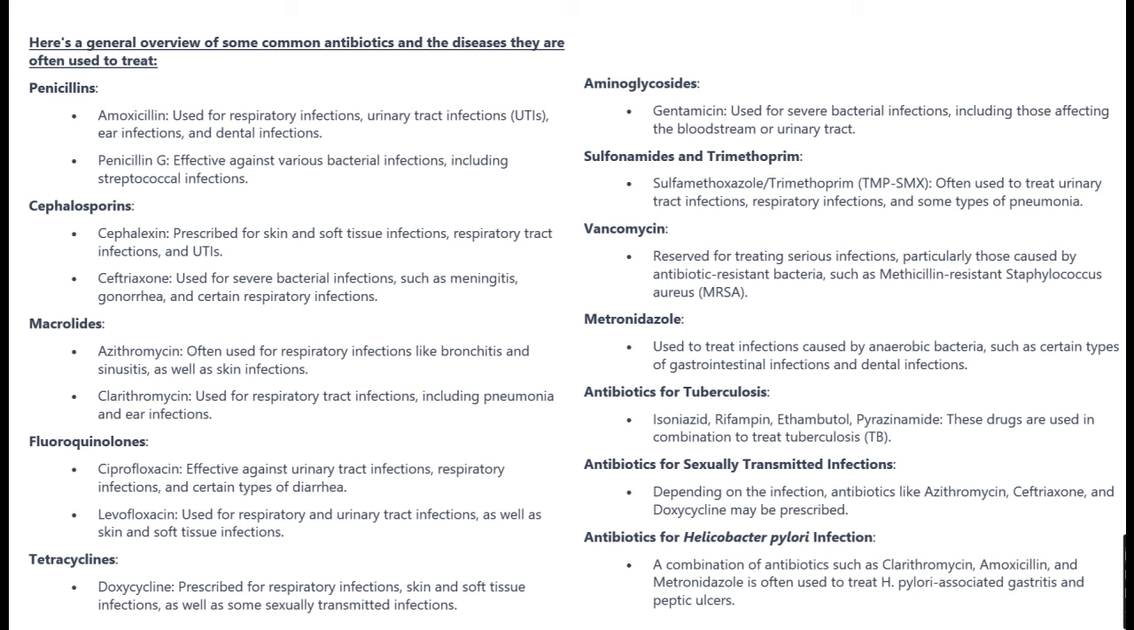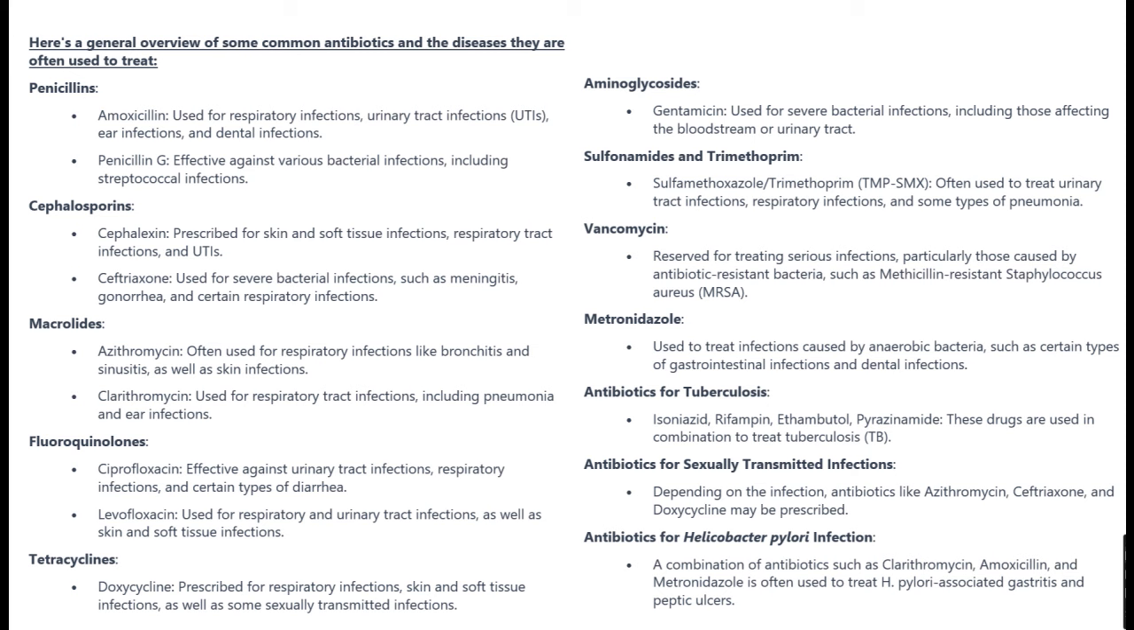7. Sulfonamides and trimethoprim. Sulfamethoxazole-trimethoprim, TMP-SMX, often used to treat urinary tract infections, respiratory infections, and some types of pneumonia. 8. Vancomycin, reserved for treating serious infections, particularly those caused by antibiotic-resistant bacteria, such as methicillin-resistant Staphylococcus aureus, MRSA.